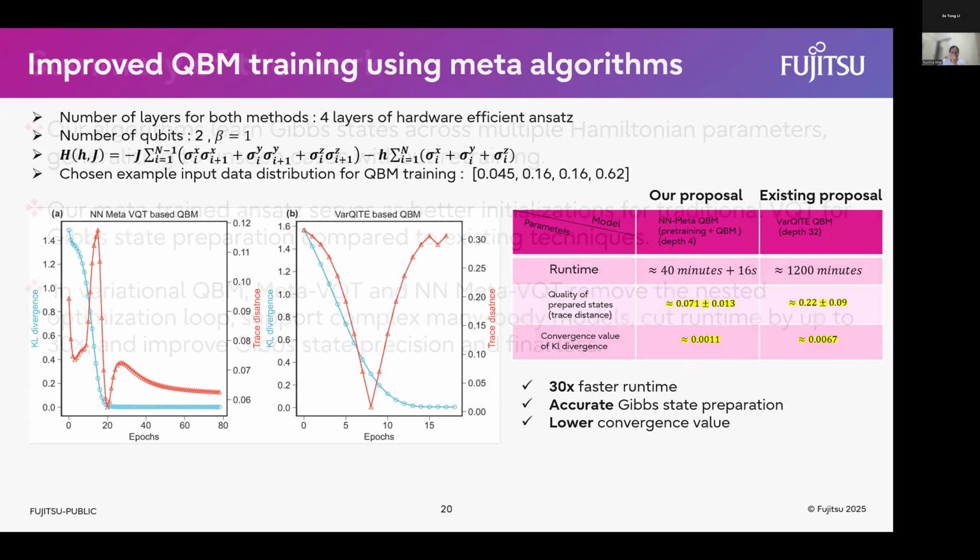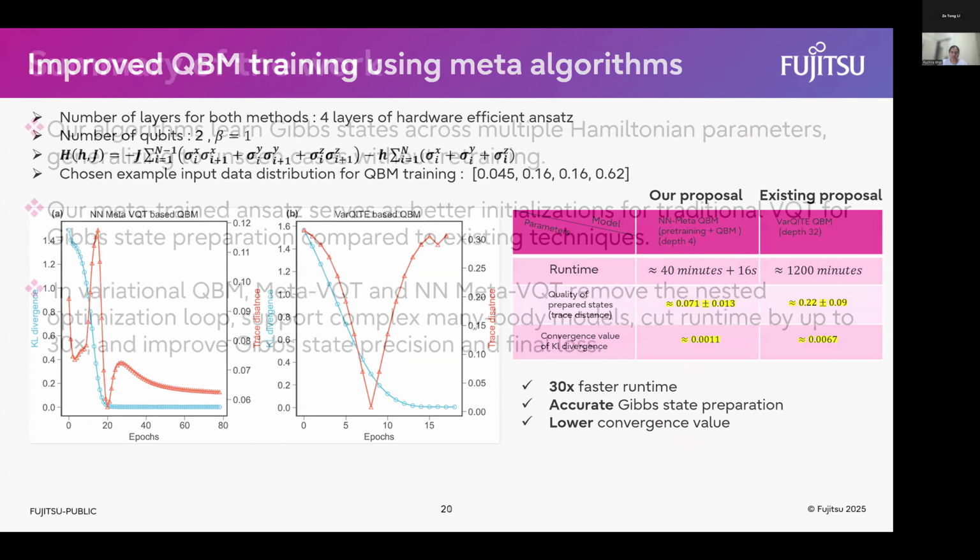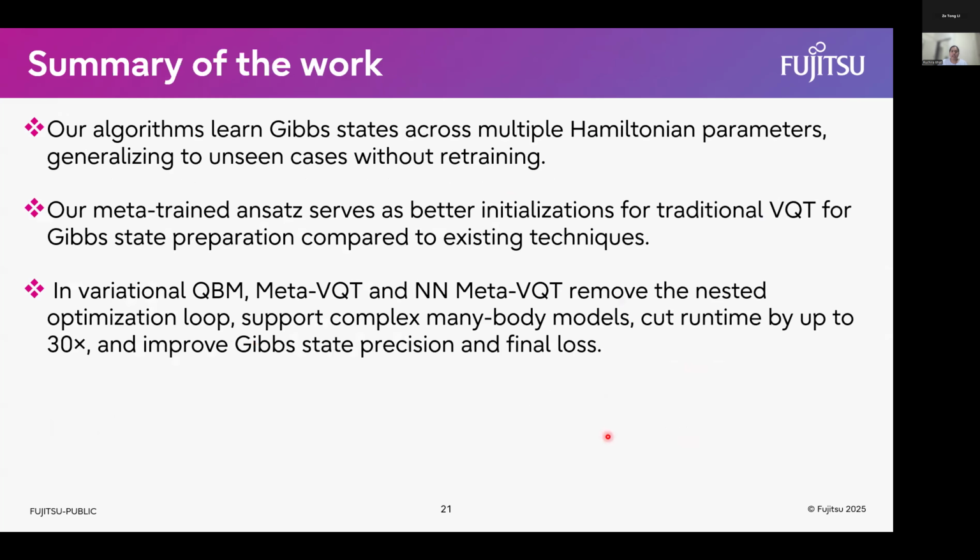So with this, I would like to conclude by summarizing the three main points in our work. So first, we have proposed collective optimization based variational algorithms to learn the Gibbs state across multiple Hamiltonian parameters, and generalizing to unseen cases without the need for retraining. And in the cases where we scale the system size and we observe that the performance declines, in that case, our meta-trained ansatz serves as better initialization for traditional VQT as compared to existing techniques.